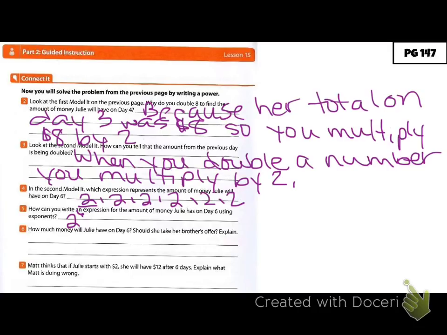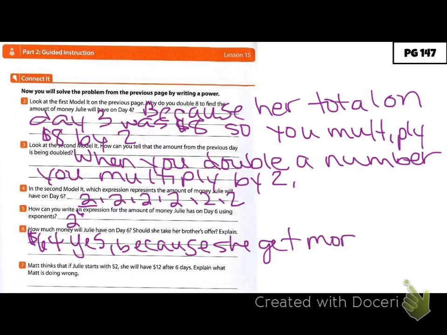How much money will Julie have on day 6? Should she take her brother's offer? And then explain. Well, if we multiply out 2 times 2 times 2 times 2 times 2 times 2, we get $64. So, should she take that? Yes, she should, because she gets more money than he owes.